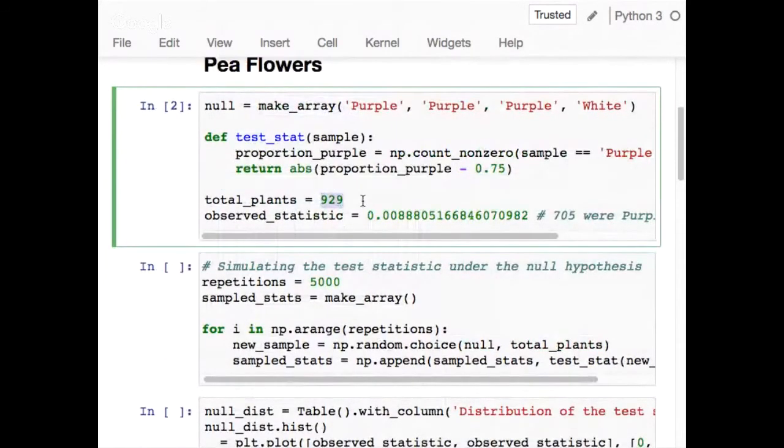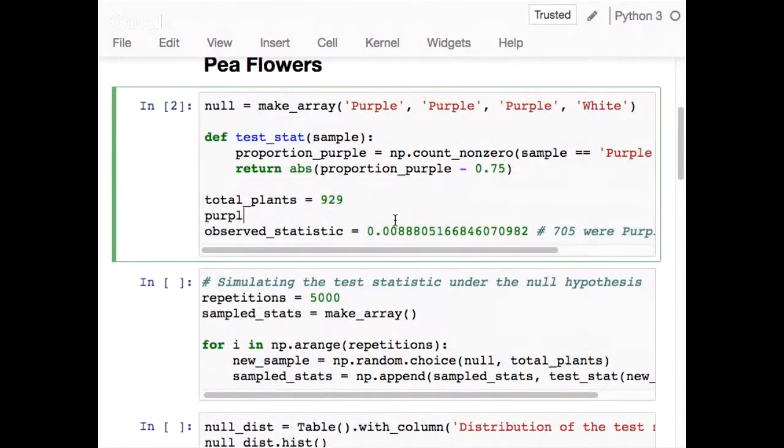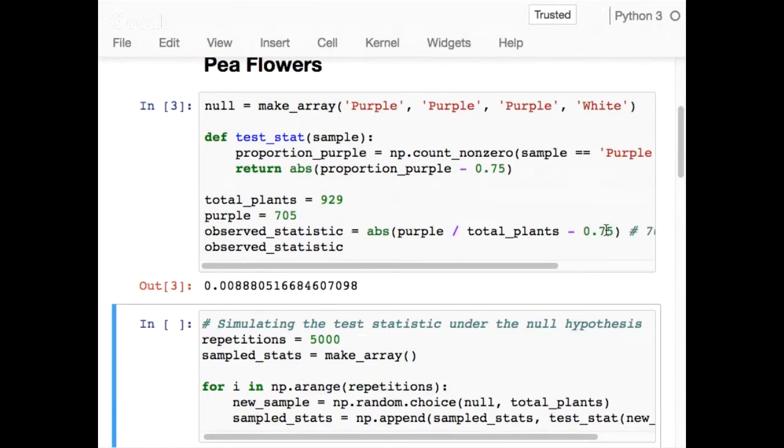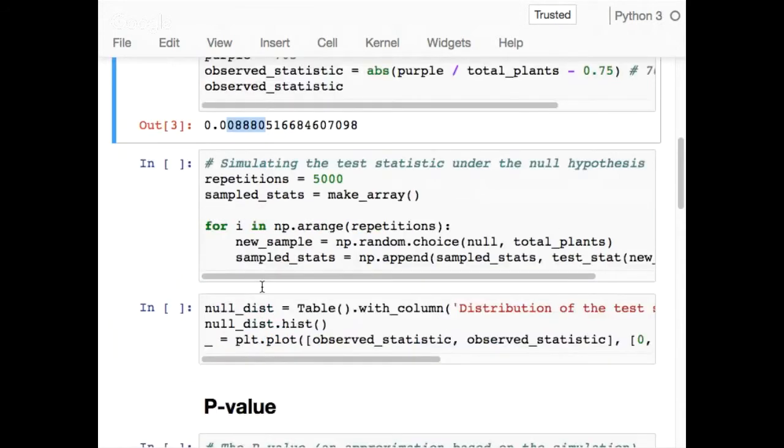There are 929 total plants. Let's say 705 of them were purple. And what I did yesterday, if you recall, is take the absolute value of the proportion of purple flowers. So I take my purple, divide it by the total plants, and I subtract 0.75, and I take the absolute value of that. That gives me an observed statistic of 0.008, as we did yesterday.